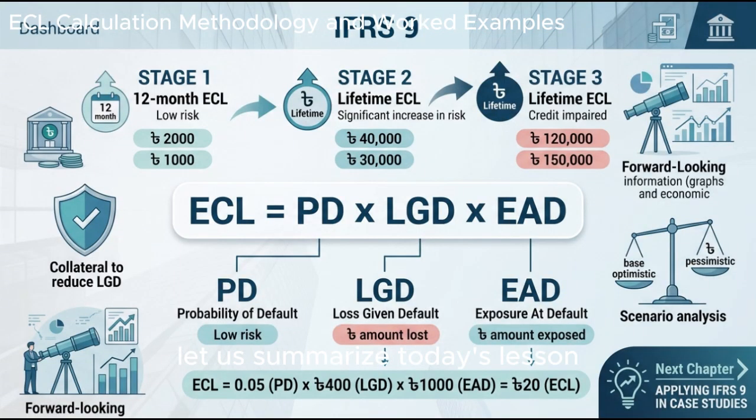Let us summarize today's lesson. Expected credit loss is calculated using probability of default, loss given default, and exposure at default. Stage 1 assets use 12-month ECL. Stage 2 and Stage 3 assets use lifetime ECL. Collateral can significantly reduce losses. Forward-looking information and scenario analysis play a critical role in determining provisions. And finally, proper documentation, governance, and model validation are essential for successful IFRS 9 implementation.